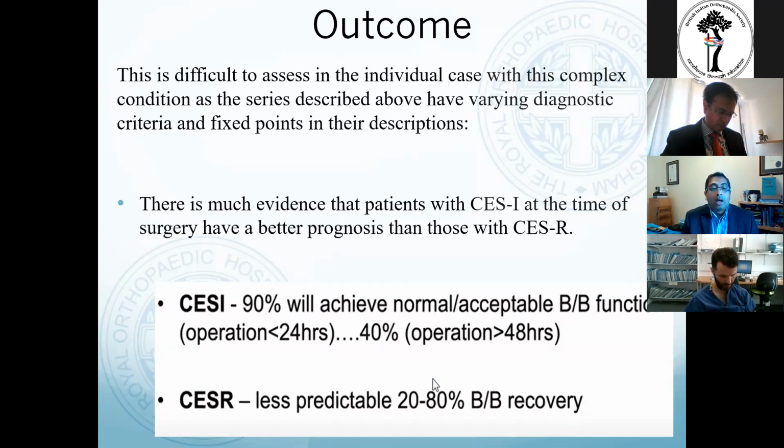About 90% of CES-I patients, if operated within 24 hours, have normal or acceptable bladder and bowel function. It goes down to 40% if they are operated at 48 hours. But remember, this 24 and 48 hours is from the onset of the symptoms, not from the presentation to the hospital. And CES-R has a less predictable outcome, with various papers quoting 20 to 80% bladder and bowel recovery.